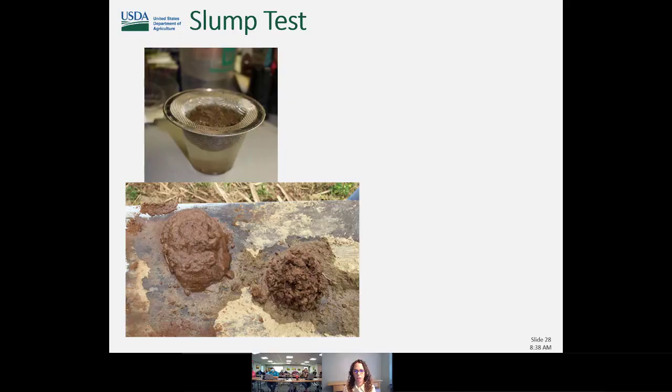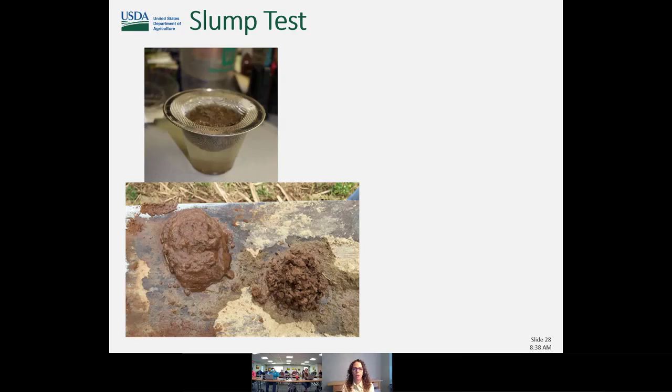It's a little bit difficult to carry those big water columns to do the slake test, and the slump test may be a good option. It requires less equipment. You need to be able to expose a soil sample to water, so you might need a cup or a bowl of some sort. And we use these sink strainers that are very inexpensive. You can get them at the dollar store.